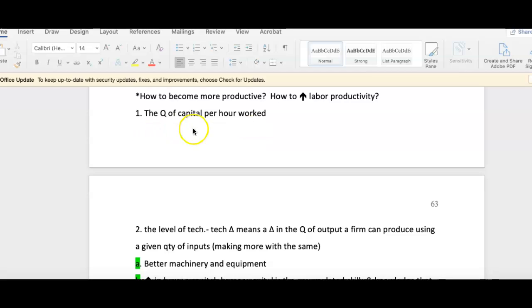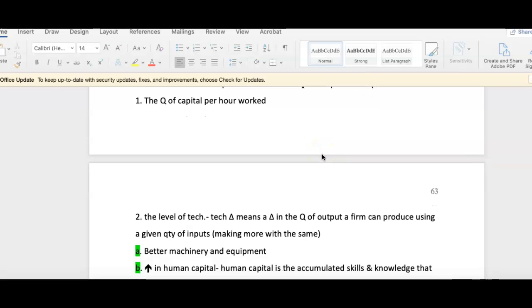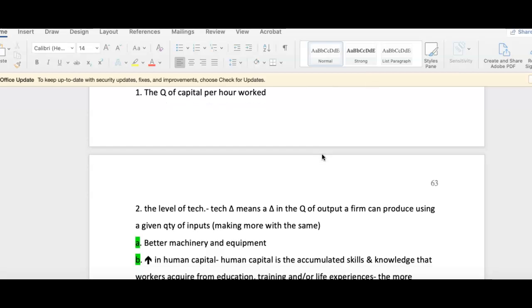So the quantity of capital per hour worked, that is a way to increase labor productivity. So quantity of capital can mean, for example, giving workers laptop computers, right? That is capital. That may make workers more productive. If I gave all of my students a laptop computer, perhaps everyone would be more productive. So to increase the quantity of capital per hour worked can make workers more productive.